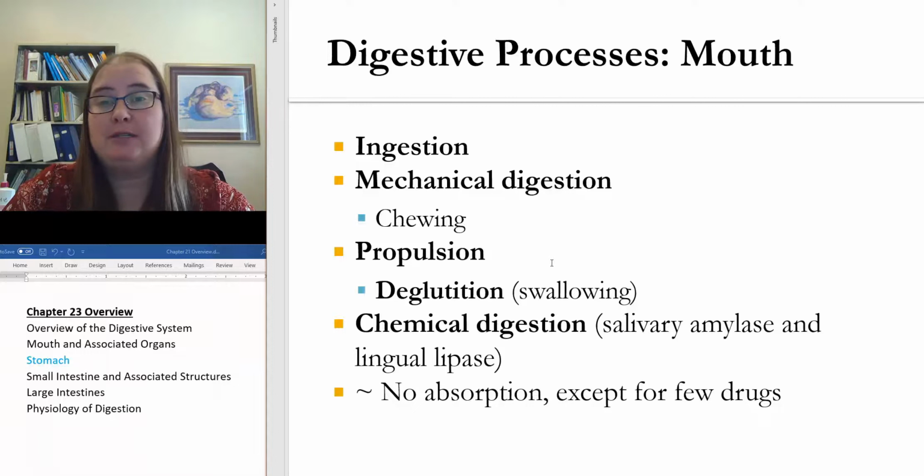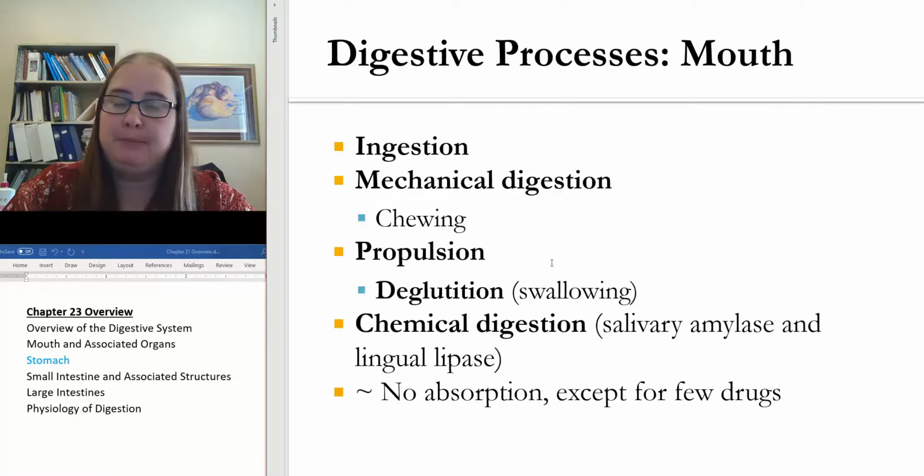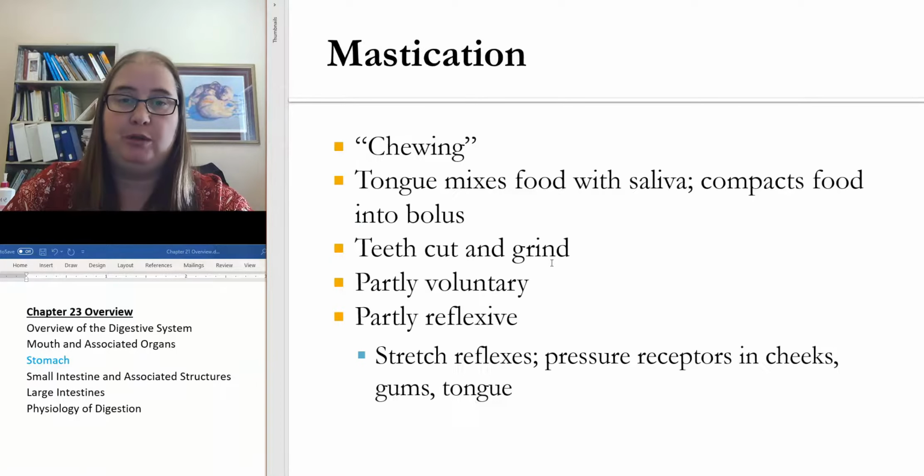There are a few exceptions to this in that some drugs can be absorbed through the oral cavity. There's nitroglycerin, which can be for the heart. So someone who feels like they might be having a heart attack could put that sublingually under their tongue, and that will dissolve and be absorbed through the oral cavity. But in terms of nutrient absorption, we don't have any absorption occurring within the mouth.